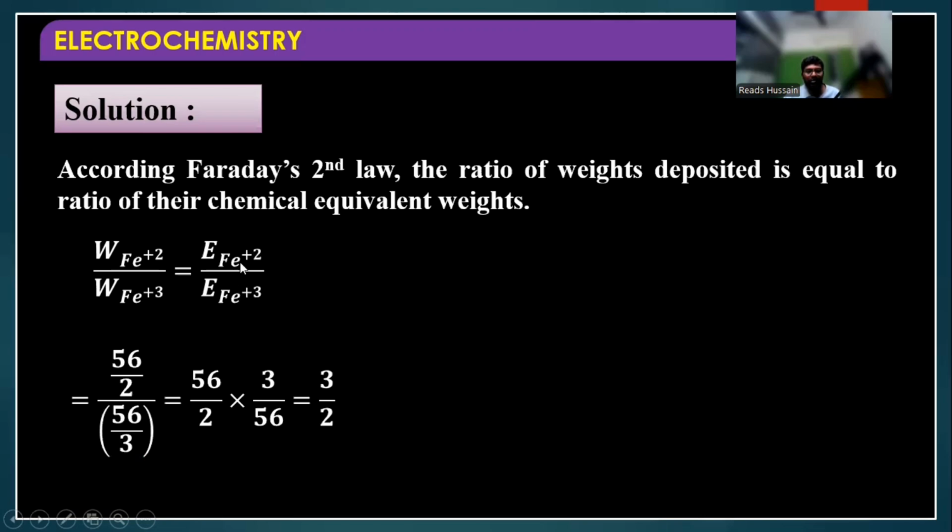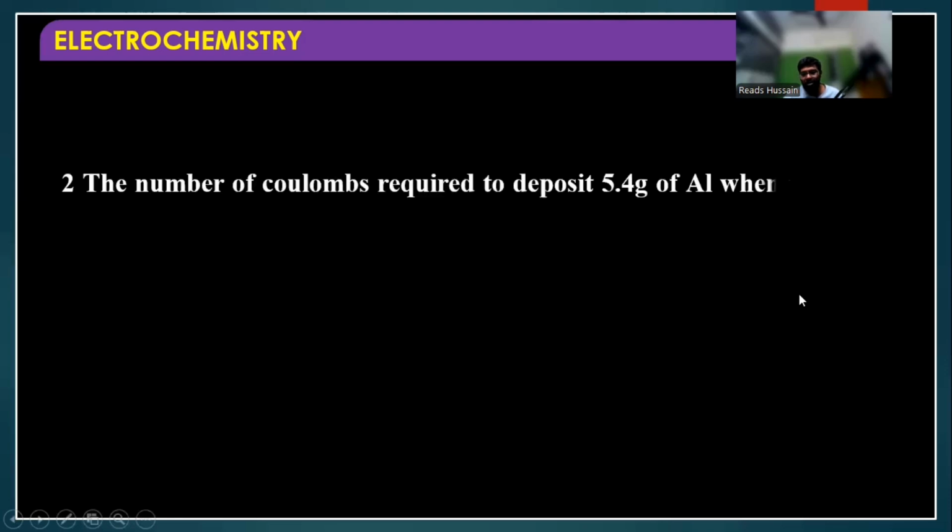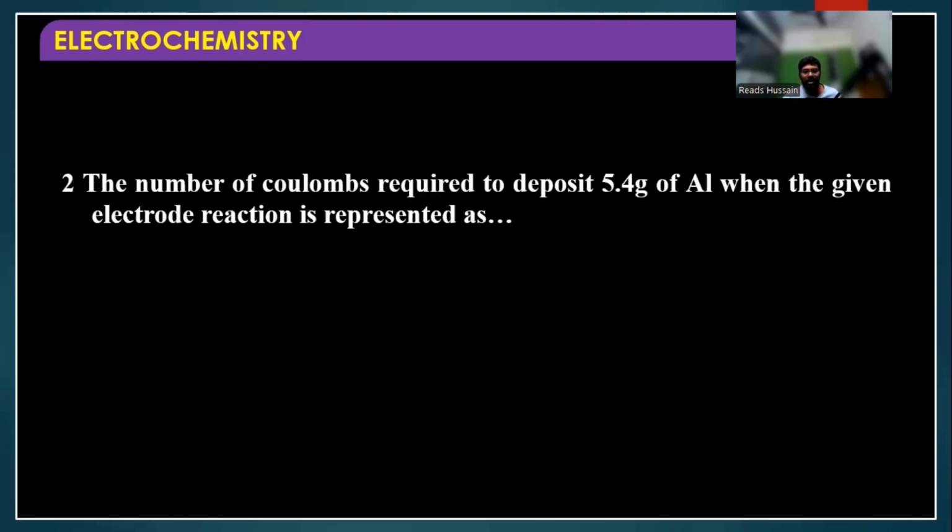Equivalent weight formula: atomic weight by valency. Atomic weight of iron is 56, valency is 2, so ferrous, divided by equivalent weight of ferric, which means atomic weight 56 by valency 3. And 56 gets cancelled. This is 1 by 2 and 1 by 3. If you take this denominator part to the numerator, it becomes 3 by 1. 1 by 2 into 3 by 1, that is 3 by 2. So that's the ratio. So it's a simple problem. I hope you understood that. If you don't, you can ask me once again, I will explain.